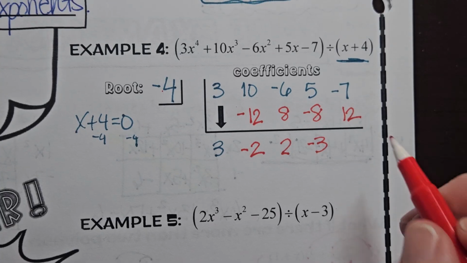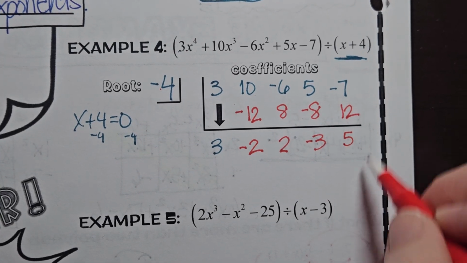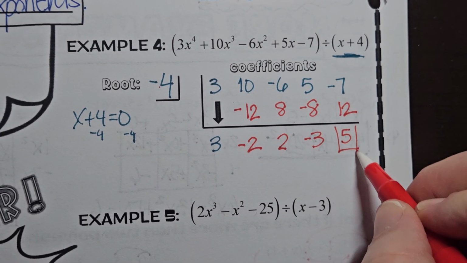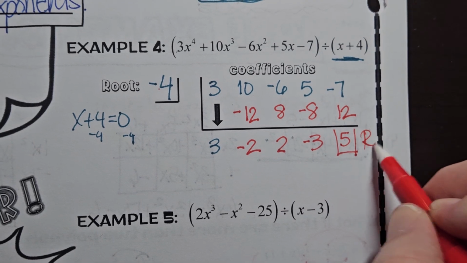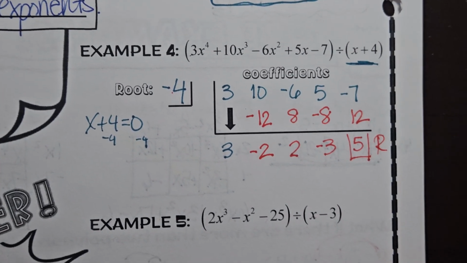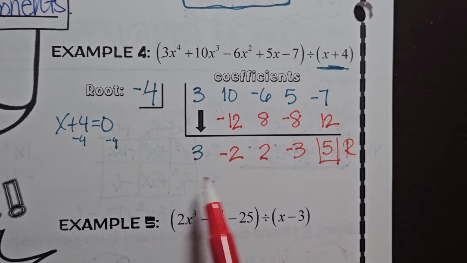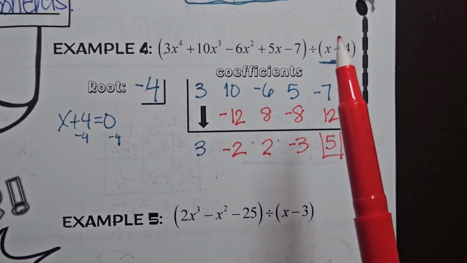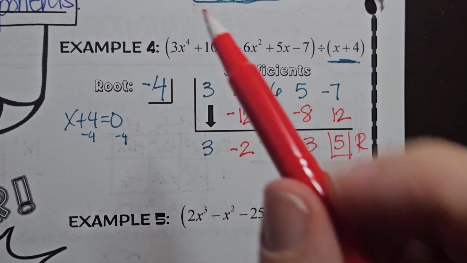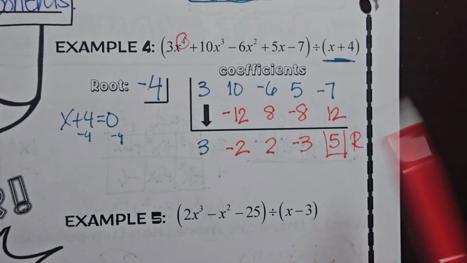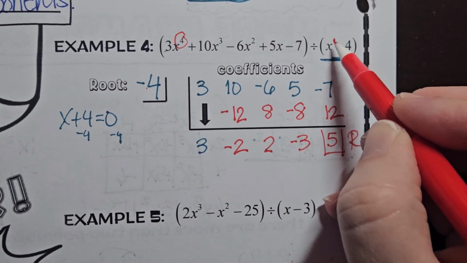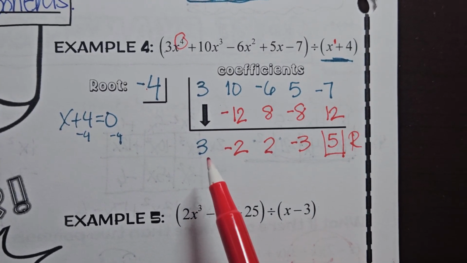Negative 7 plus 12 is 5. And because we have gotten to the end, remember this is our remainder. 5 is the remainder. We write the remainder a specific way, but let's get our coefficients into the answer. We started with a 4th degree, and we are decreasing by 1. We took 1 away, so this is going to be cubic.